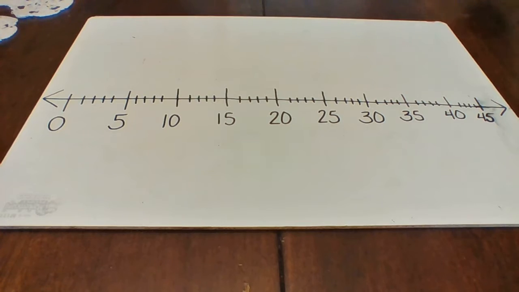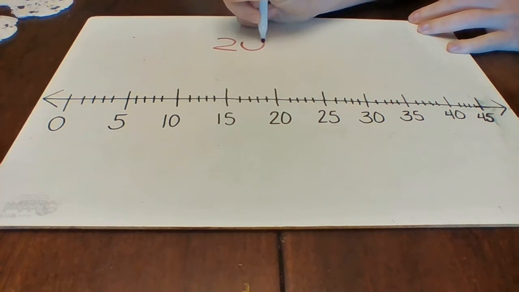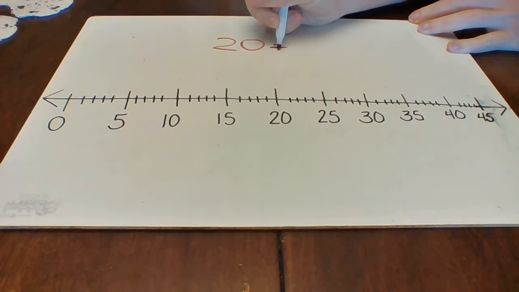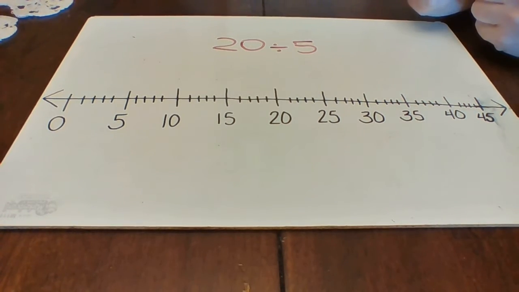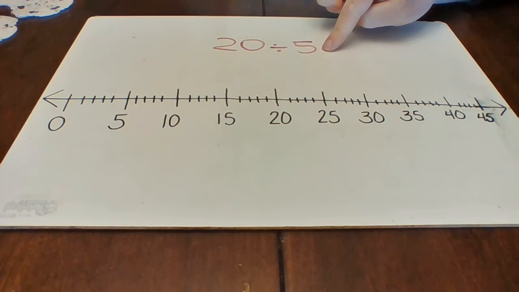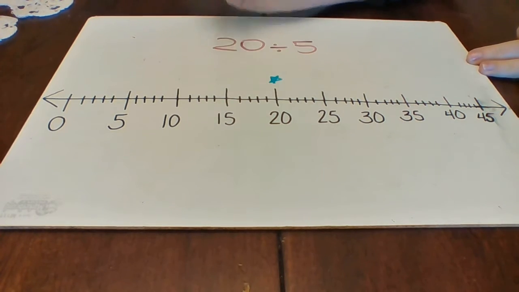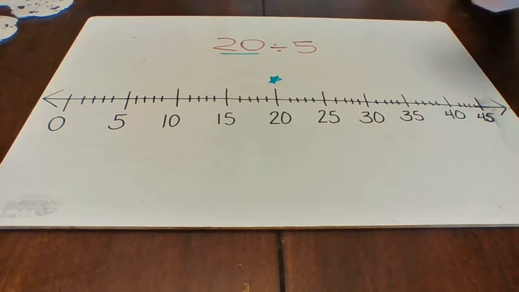Let's start with 20 being divided by 5. So I want 20 is where I'm going to start. And I'm going to hop backwards by 5 until I get to 0. So I'm going to put my star here at 20. That's where I'm going to start. I'm going to jump backwards by 5s.